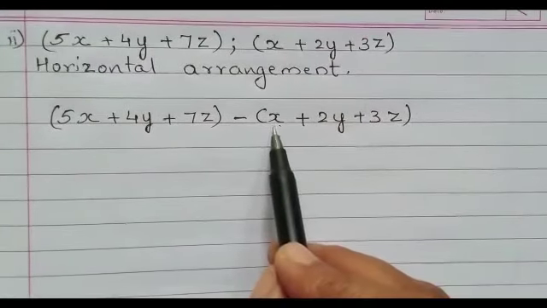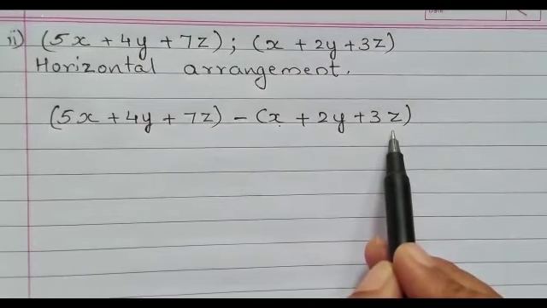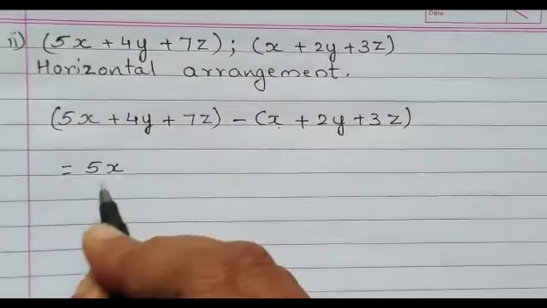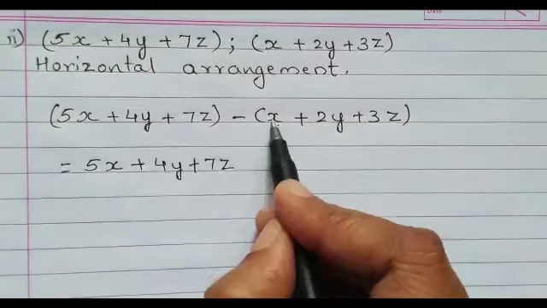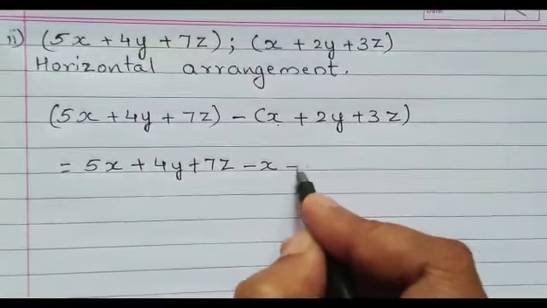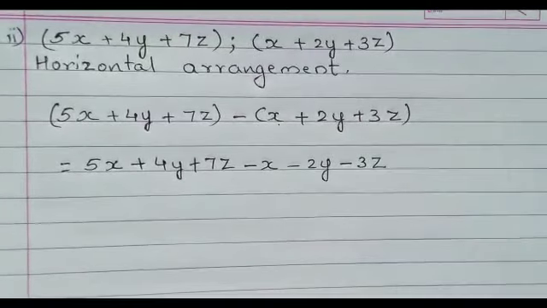We have to change the sign of every term in the second expression which is to be subtracted, and then we have to add the two expressions. The first expression remains as it is. Here x becomes minus x, plus 2y becomes minus 2y, plus 3z becomes minus 3z.